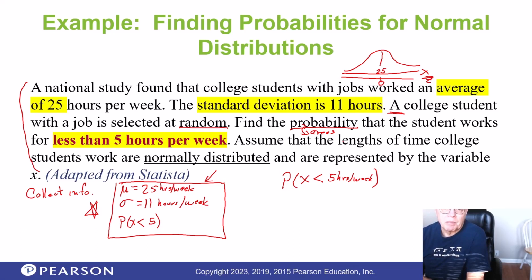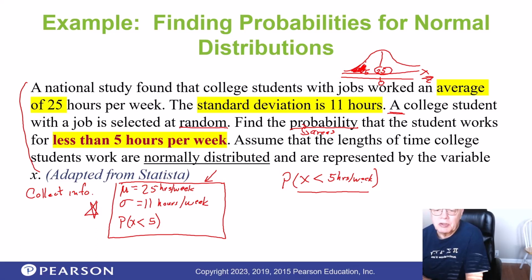And what do we want? We want the probability that the person we pick works less than 5 hours a week. So what's this going to look like? Well, this 5 is an x value. And since 25 is right here, that means 5 is over here somewhere on the x-axis. And what we want is x less than 5. So where is that area? Where is that probability? Back here. And we've done something very similar to that before.